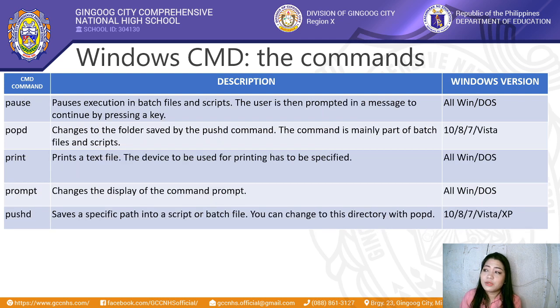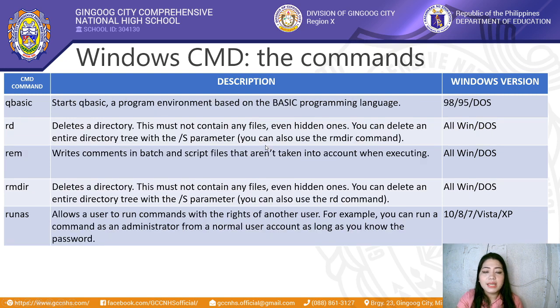Pause pauses execution in batch files and scripts. PopD changes to the folder saved by the pushd command. Print prints a text file. Prompt changes the display of the command prompt. Pushd saves a specific path into a script or batch file. We also have QBasic. It starts QBasic, a program environment based on the BASIC programming language.